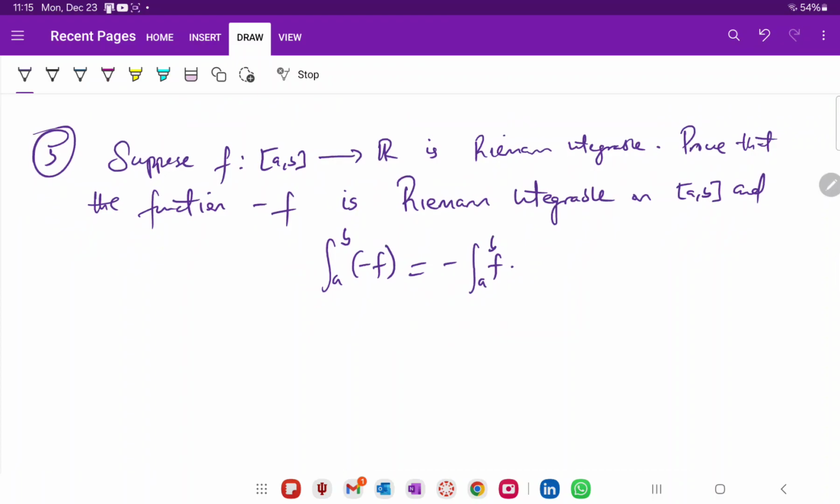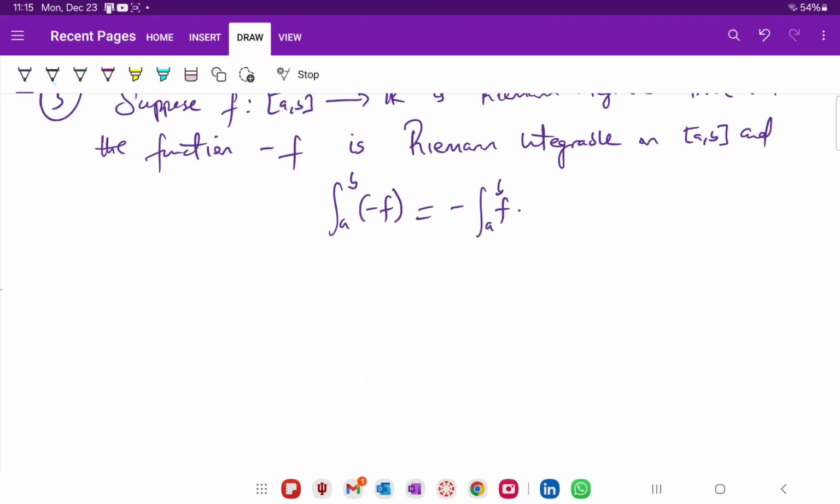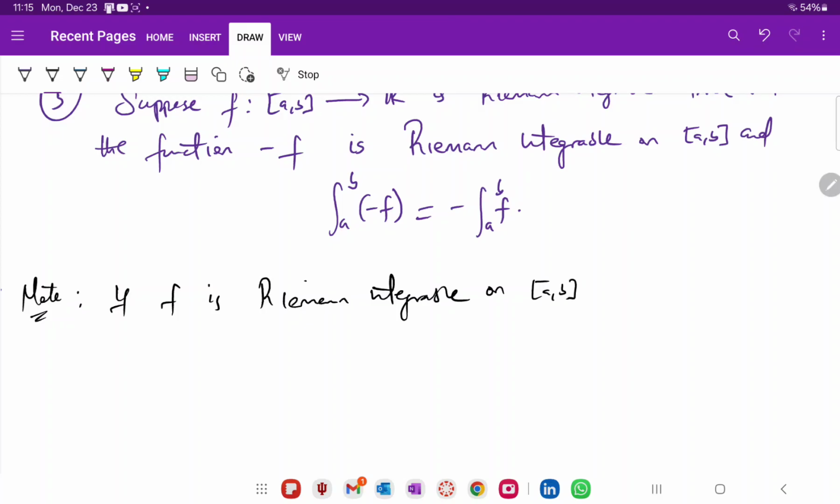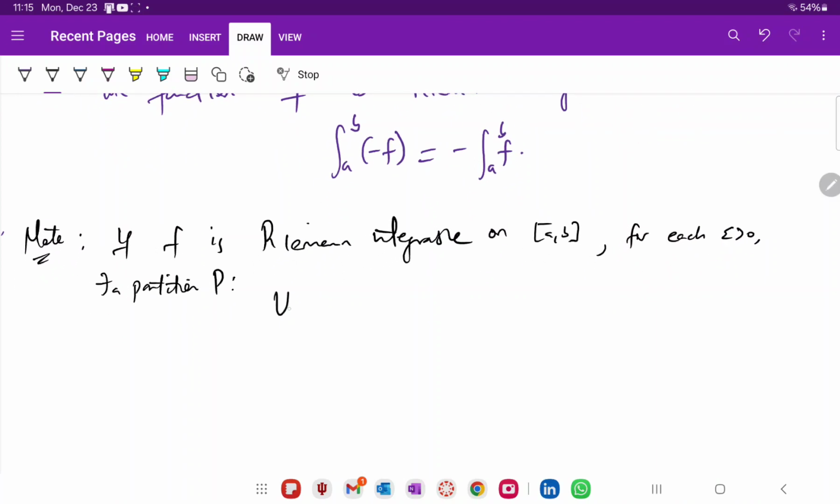Alright, so don't forget, if f is Riemann integrable on [a, b], that means that for each epsilon greater than 0, there exists a partition P such that this theorem holds: the upper Riemann sum U(f, P) minus the lower Riemann sum L(f, P) is less than epsilon.